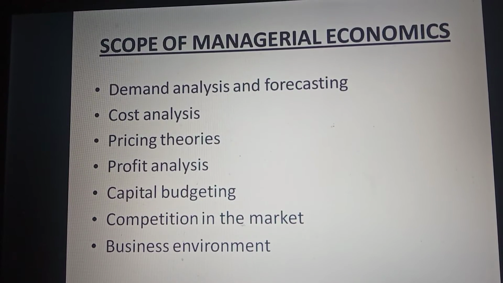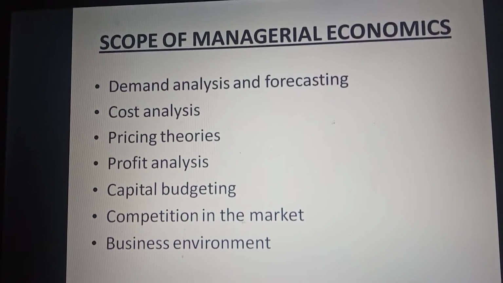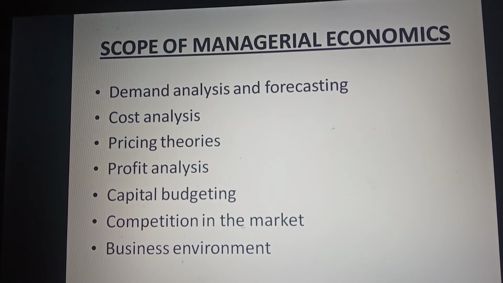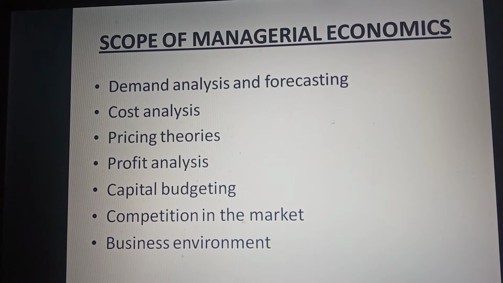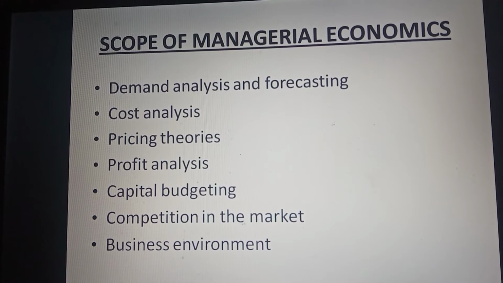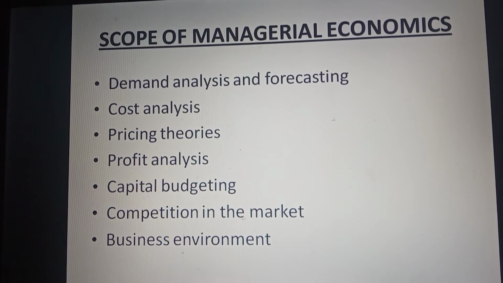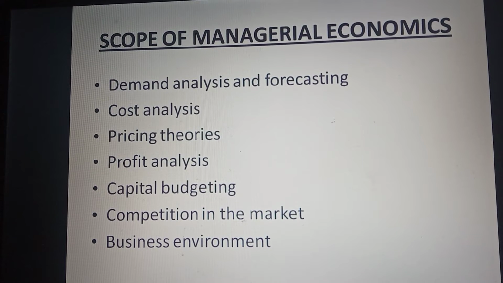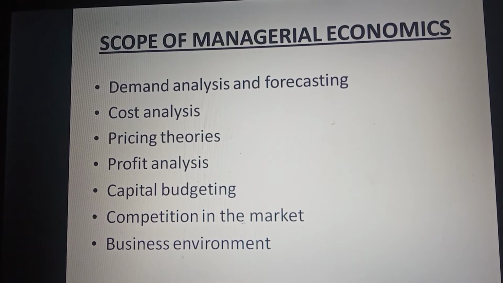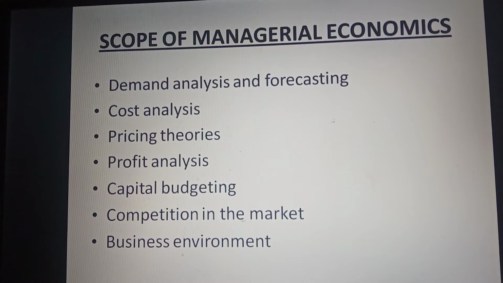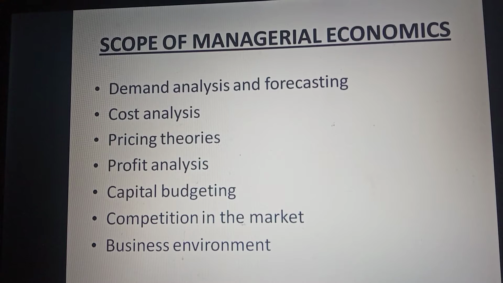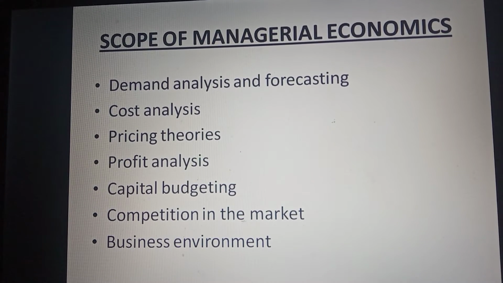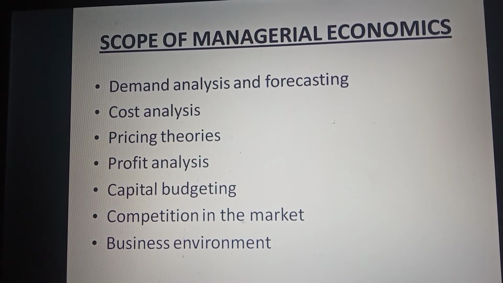Our next point is scope of managerial economics. Number 1 is demand analysis and forecasting. It means making choices of business, that is what to produce, how much to produce, and how to produce. Second one is cost analysis, that is choosing the factors of production which lower the cost. Third one is pricing theories, meaning to decide price in the market. Next is profit analysis, in the sense to find the break-even point.